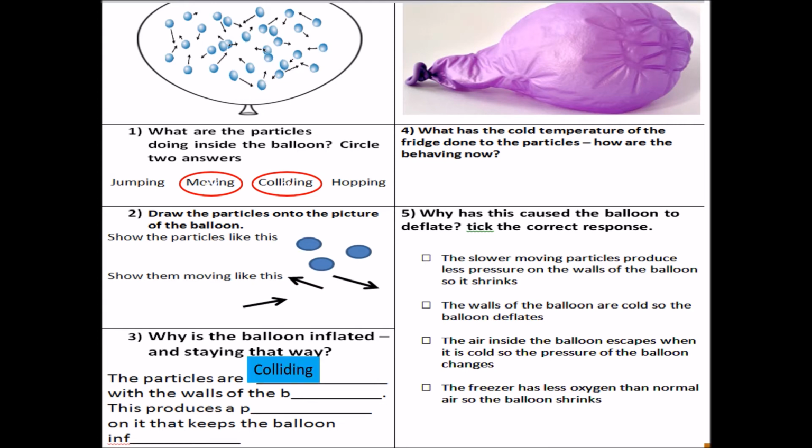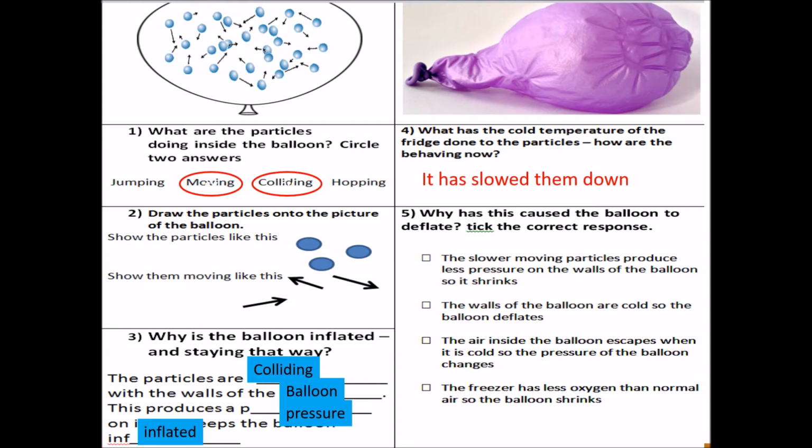Number three, why is the balloon inflated and staying that way? The particles are colliding with the walls of the balloon. This produces pressure and this keeps the balloon inflated. Number four, what has the cold temperature of the fridge done to the particles? How are they behaving? It has slowed them down. The particles have been slowed down.